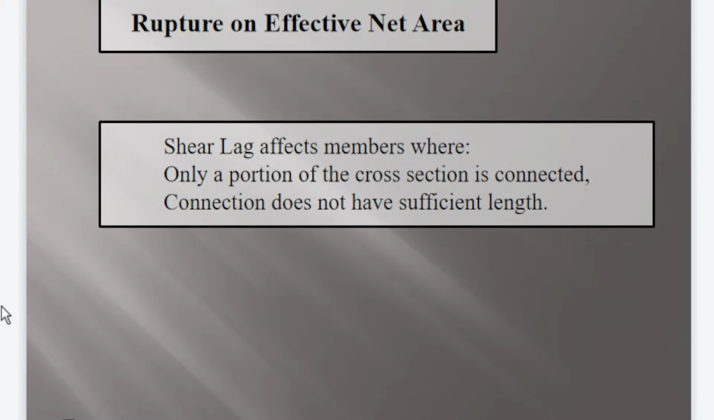Okay? The concept that we have just presented is what we call shear lag. Meaning, at different stages after application of the load, different experiences are suffered by the material. So, shear lag: only a portion of the cross-section is connected. The connections do not have sufficient length.